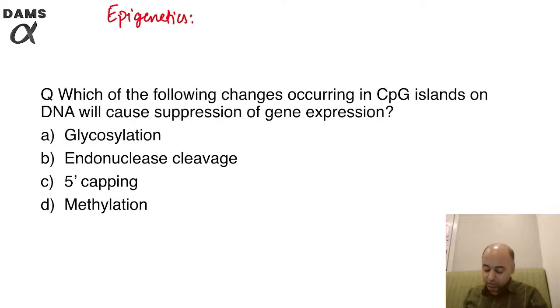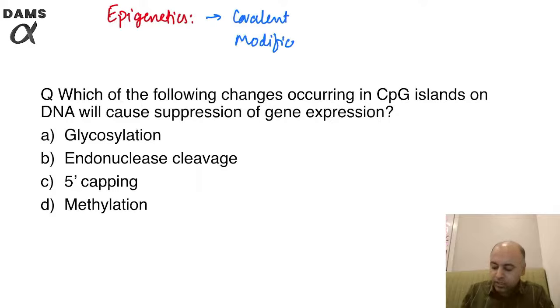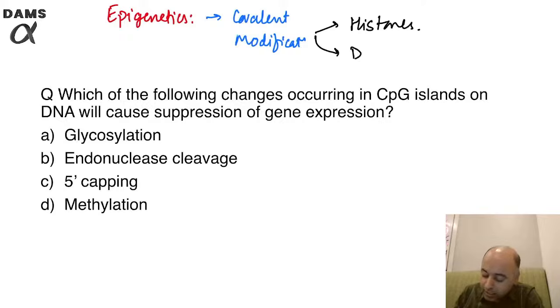Epigenetics is the covalent modification occurring in two places. One, this covalent modification is occurring in the histones, so histones are getting modified. And second, the DNA. In DNA, only one type of change is seen, which is the methylation, whereas in the histones, you can see different types of modification.